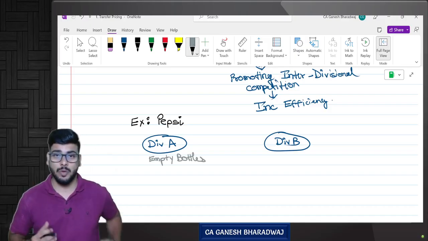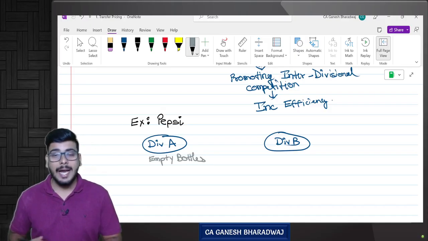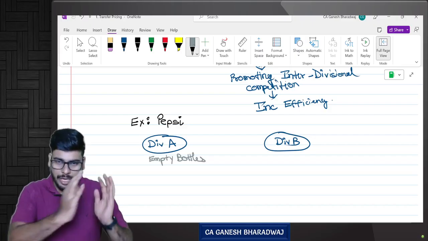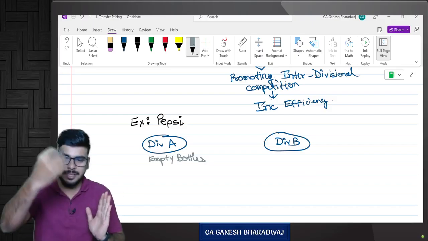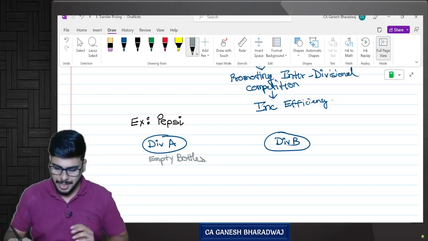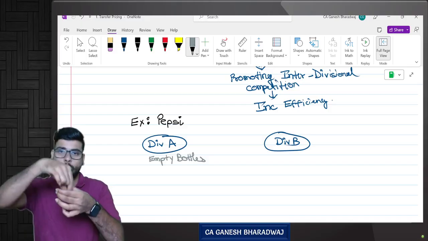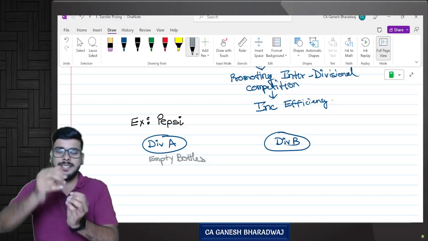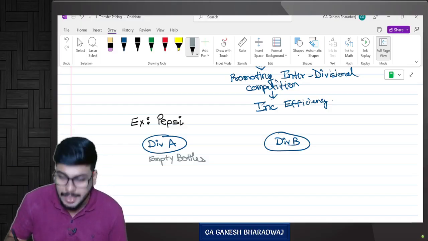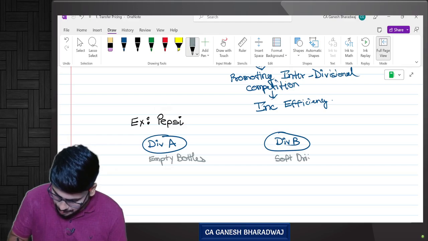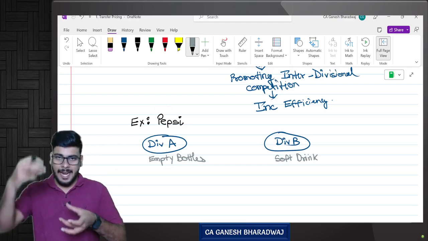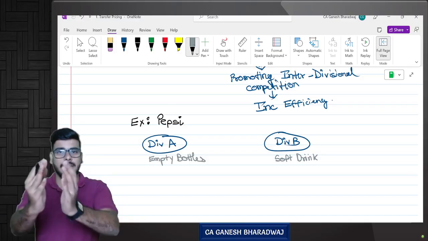It manufactures what? Empty bottles, correct? And what does division B do? So division A manufactures empty bottles, and then it gives the empty bottles to division B, and division B pours that Pepsi inside that bottle, seals it, and they sell it. Basically, in division B, only the soft drinks get manufactured. The soft drink gets manufactured, and they are bottled and sold in the market.